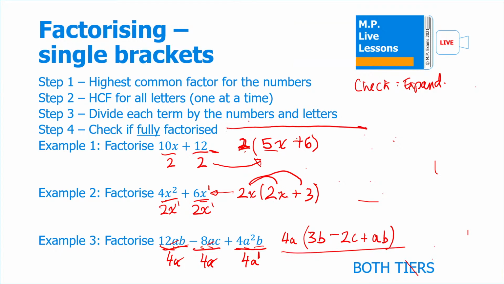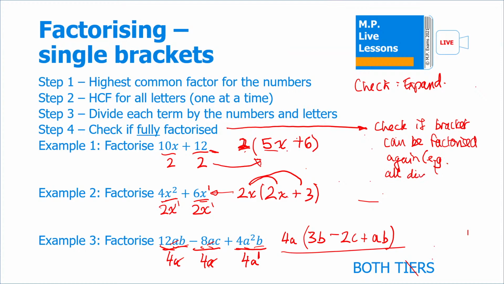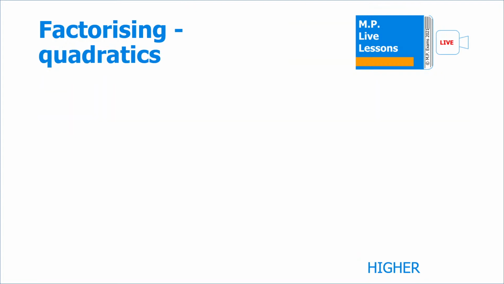So for step 4 actually, you need to check if the bracket can be factorized again. Now, higher tier will know how to factorize quadratics. So the easier type is this. So you'll have x squared as it is, then a number behind the x, and just another number at the end. So first you need to list out the factors and numbers that multiply to make C.